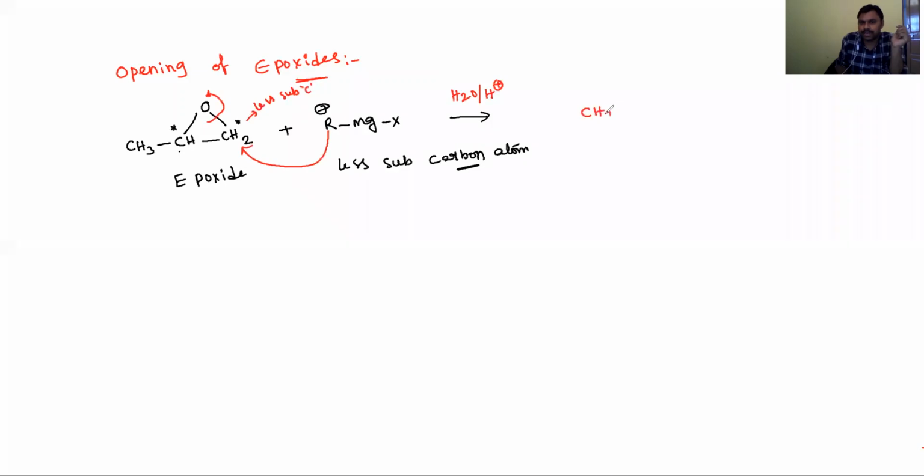Then the product is O minus becomes OH, and this CH2 bond CH3 is called a secondary alcohol. So, epoxides: whenever a Grignard reagent reacts with epoxides, the nucleophile will be attached at the less substituted carbon atom and produce more substituted alcohols.